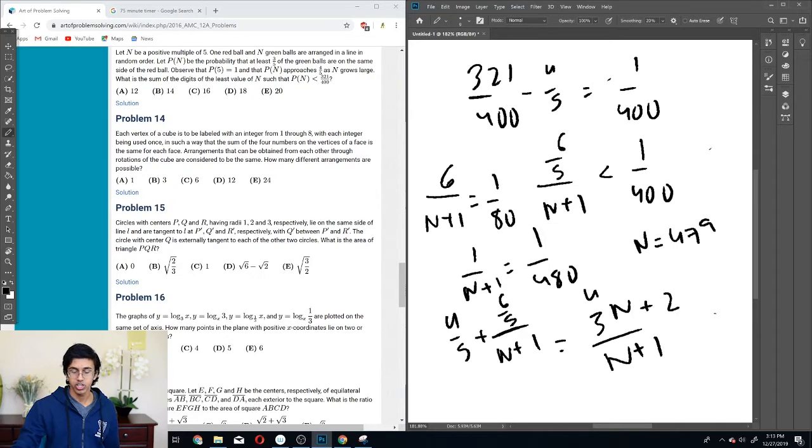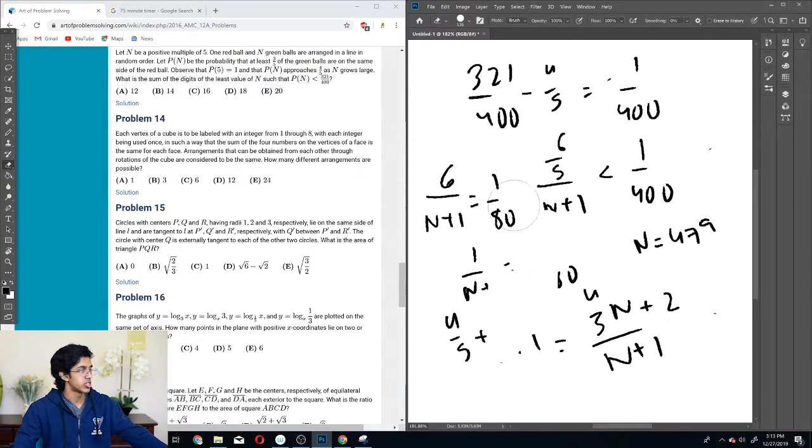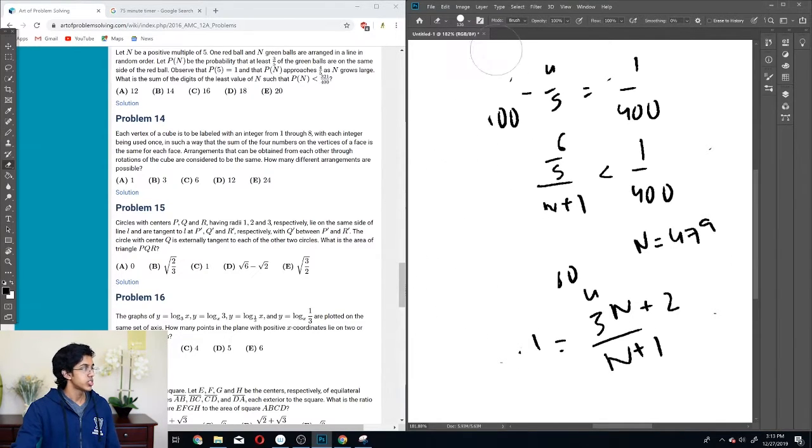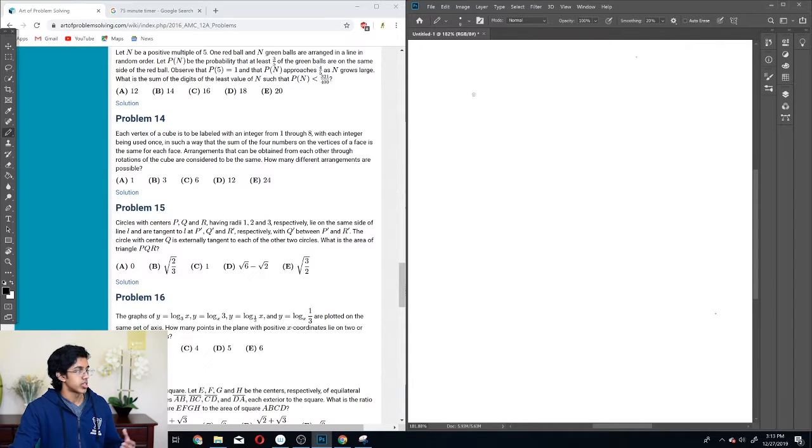Each vertex in a cube is to be labeled with an integer from 1 through 8, with each integer being used once, in such a way that the sum of the four numbers on the vertices of a face is the same for each face. Arrangements that can be obtained from each other through rotations of the cube are considered the same. How many different arrangements are possible?